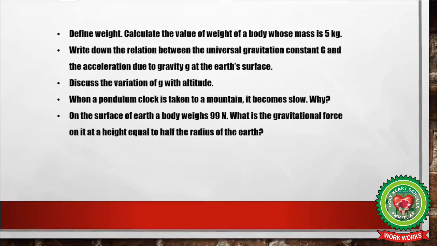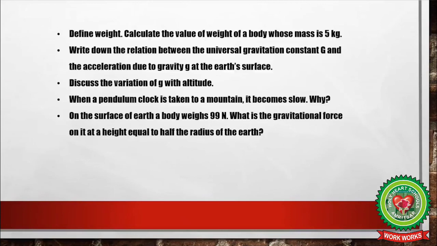Okay, now you are able to answer all these questions. Question number 1, define weight. Calculate the weight of a body whose mass is 5 kg. Number 2, write down the relation between the universal gravitational constant G and the acceleration due to gravity g at the Earth's surface. Next question is, discuss the variation of g with altitude. You have to derive the relation.